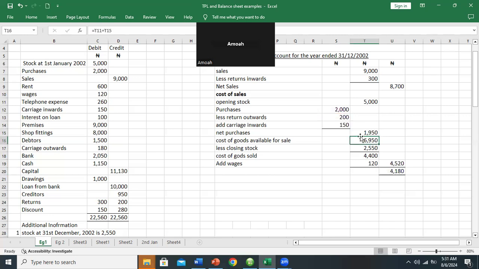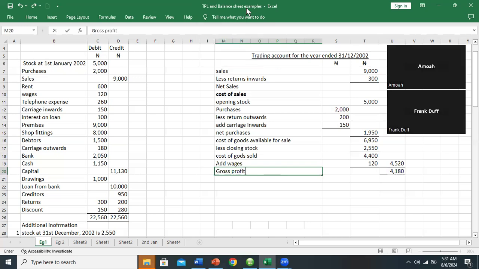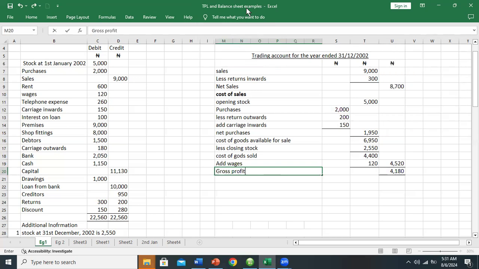Wow. Okay. So Frank, check your solution and let's see where we differ. Yeah, so it was my purchases. Your net purchases. Okay, you didn't less the return outwards. Okay.